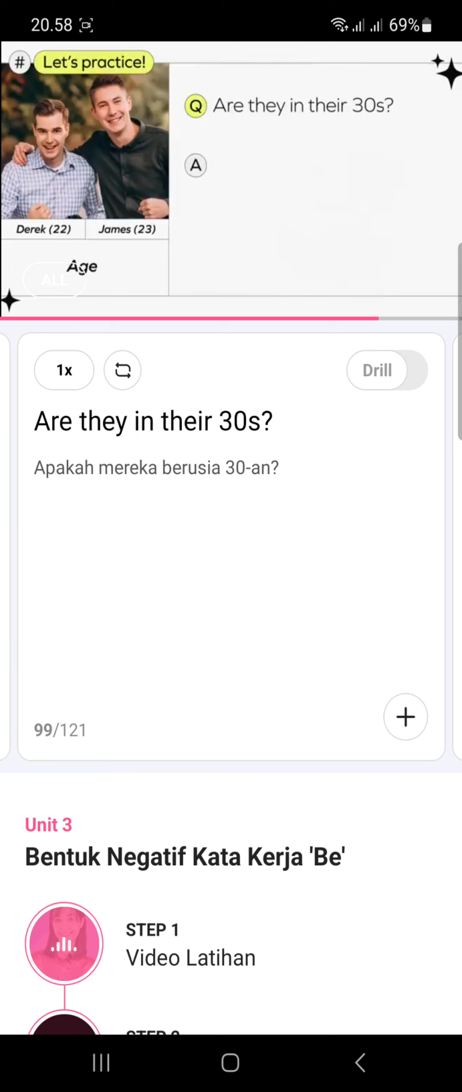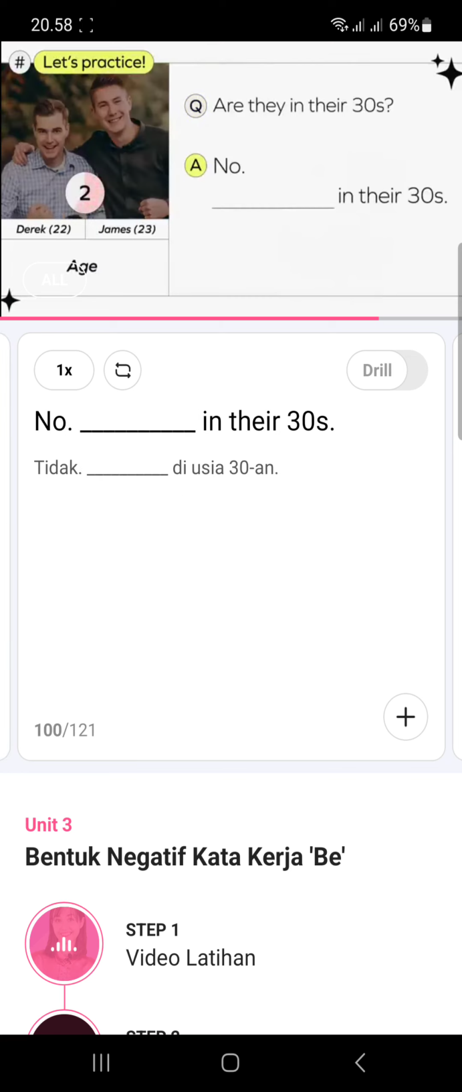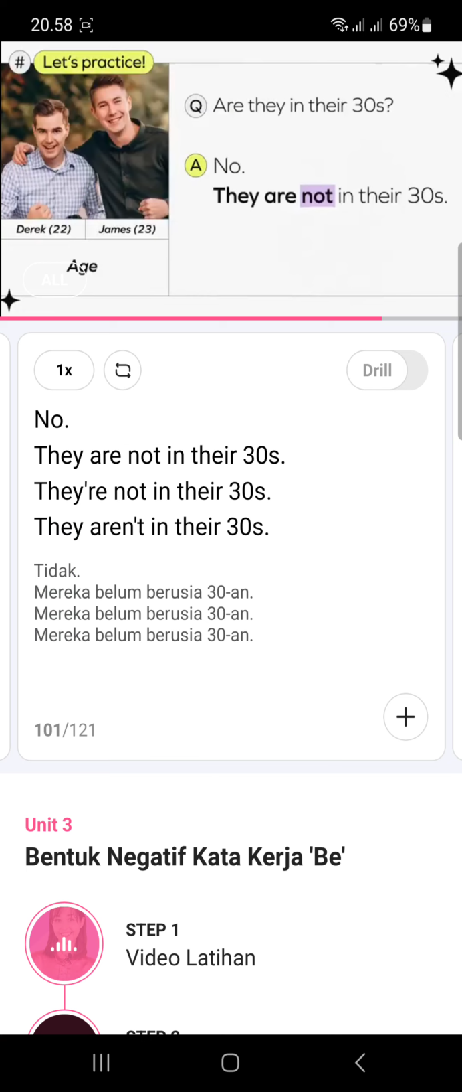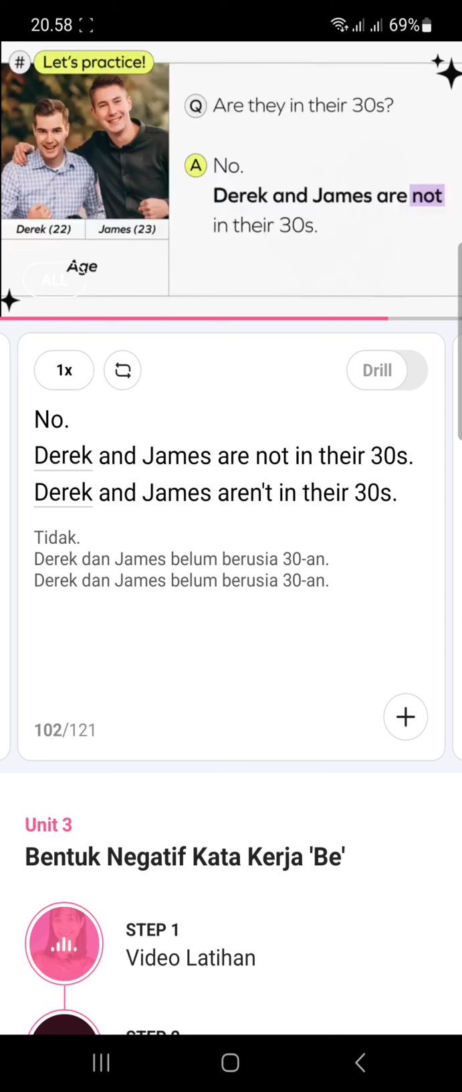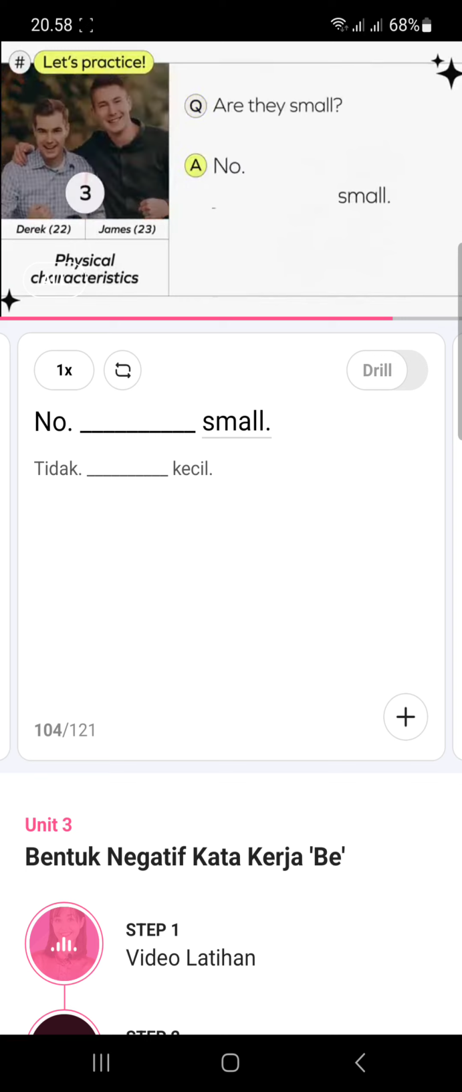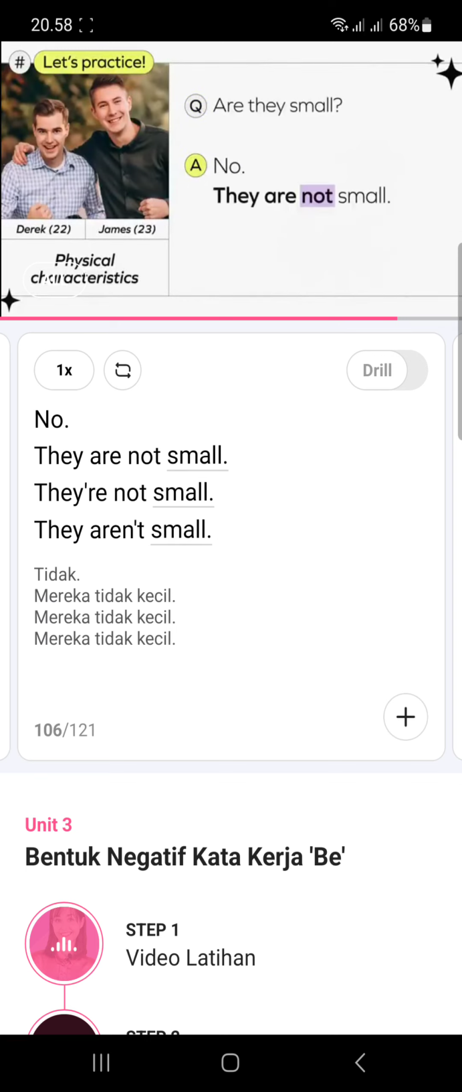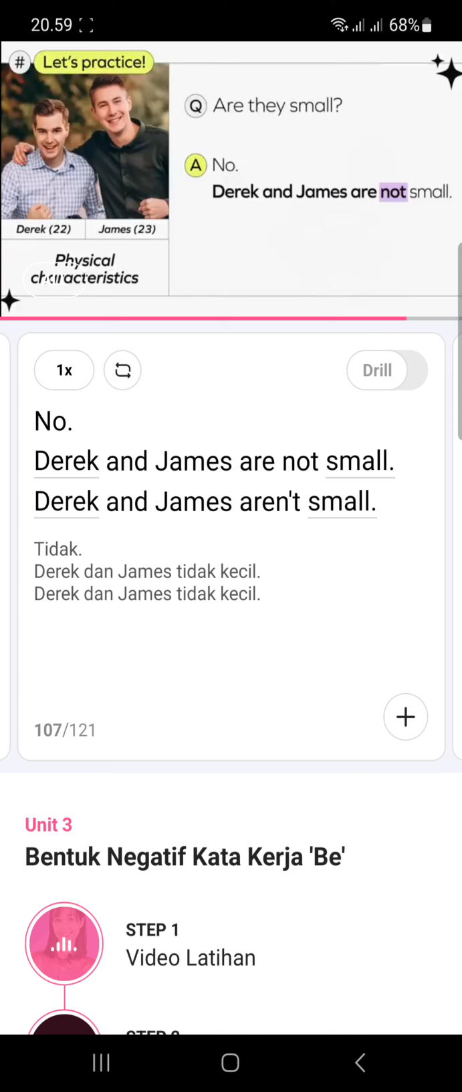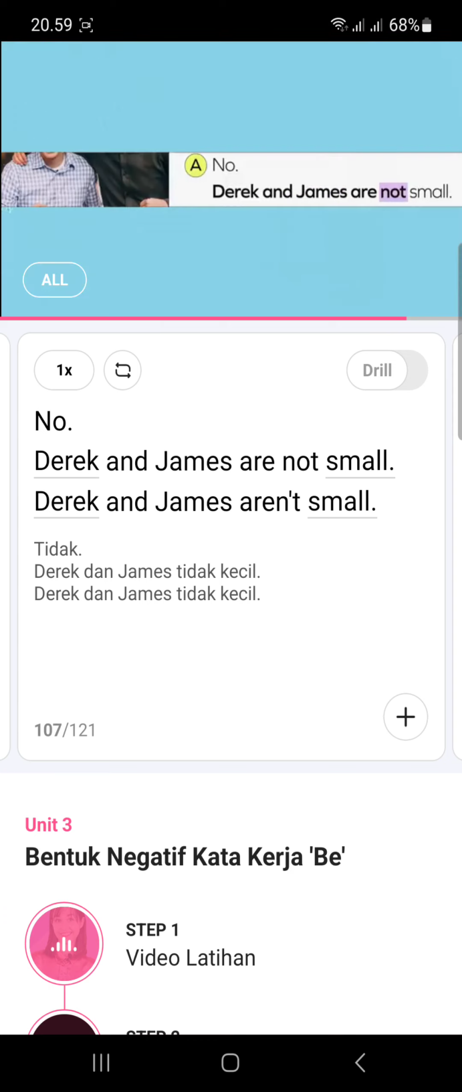Are they in their 30s? No, they are not in their 30s. They're not in their 30s. They aren't in their 30s. Or, no, Derek and James are not in their 30s. Derek and James aren't in their 30s. Are they small? Great. No, they are not small. They're not small. They aren't small. Or, no, Derek and James are not small. Derek and James aren't small.